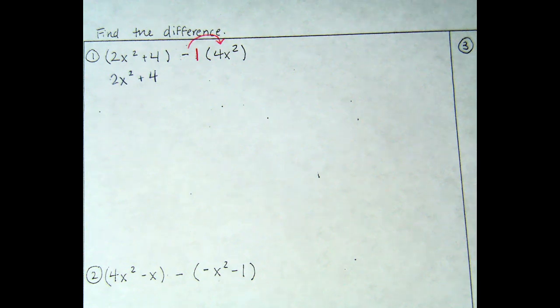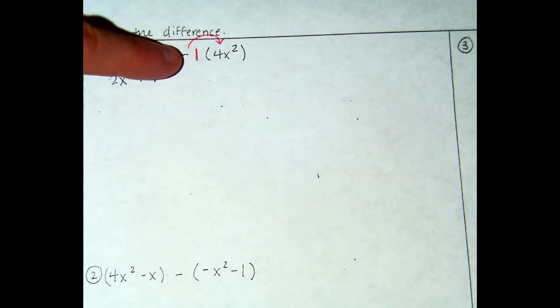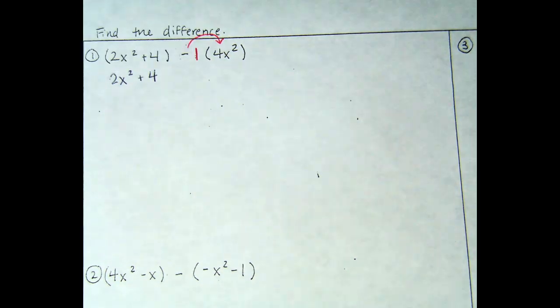Now, it just so happens there's only one thing inside this time. There won't always be. So what is negative 1 times 4x squared? It's what?